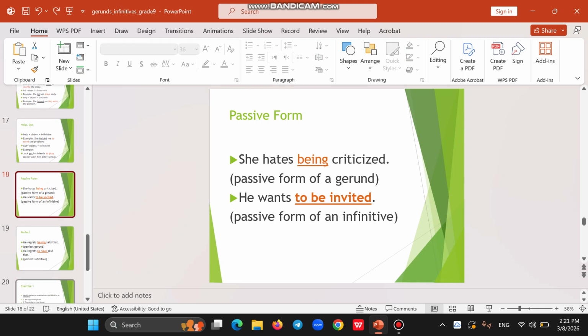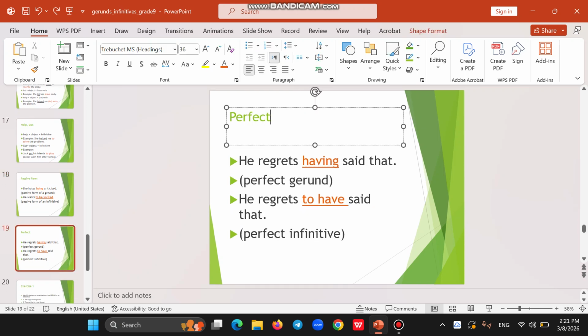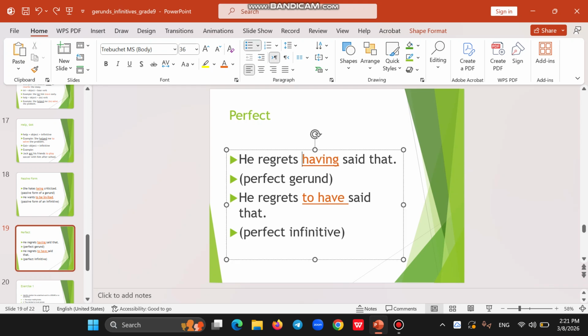Now we will move to the perfect form of gerunds and infinitives. He regrets having said that. Having is the perfect gerund, a gerund in the perfect form. He regrets to have said that. To have here is the perfect form of an infinitive.